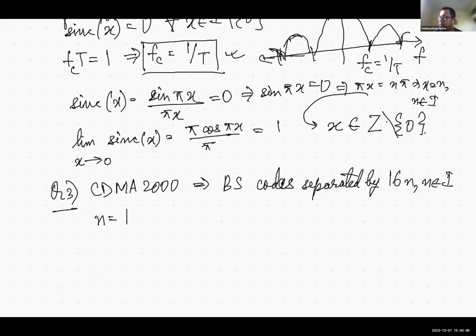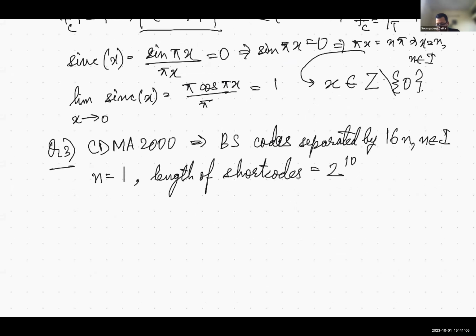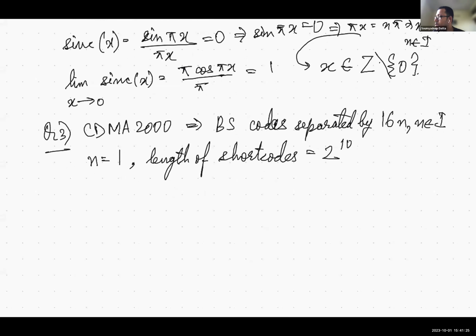The length of the short codes used is 2 to the power 10. So you have 10 bits to denote your code, and you can denote 2 to the power 10 numbers. Over there, your separation between base stations is 16. So your question is the maximum number of supported base stations.